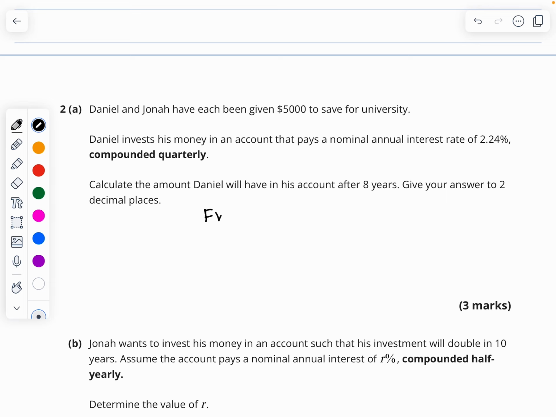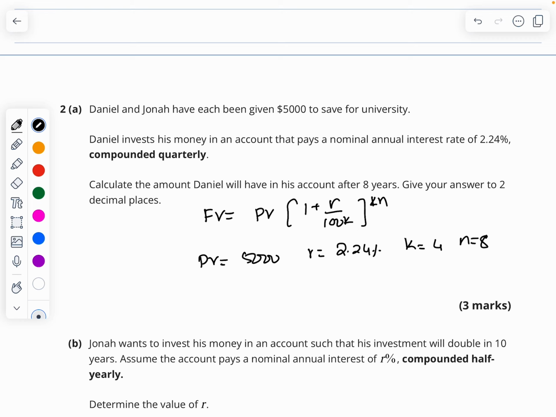We use the formula future value equals PV times 1 plus R upon 100K, whole to the power of Kn. So PV equals 5,000, R equals 2.24%, K equals 4, N equals 8. Plug in those values: 5000 times 1 plus 2.24 divided by 100 times 4, whole to the power of 4 times 8. You should be getting the answer 5978.31.